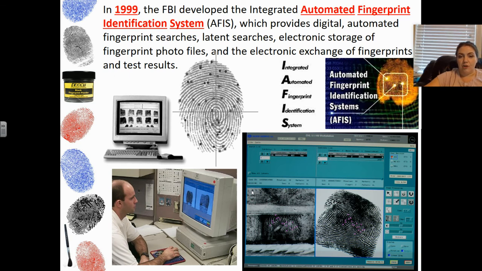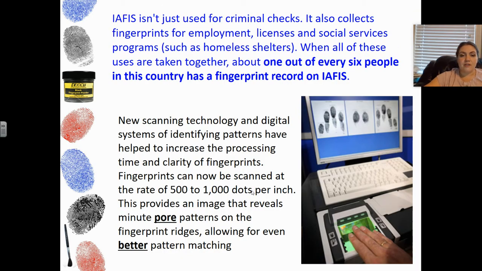The fingerprint database is called AFIS, which provides digital automated fingerprint searches for latent searches, electronic storage of fingerprint photo files, and the electronic exchange of fingerprints and test results. So it's just our biggest database controlled by the FBI for fingerprints. AFIS isn't just used for criminal checks. It also collects fingerprints for employment, licenses, and social service programs such as homeless shelters.